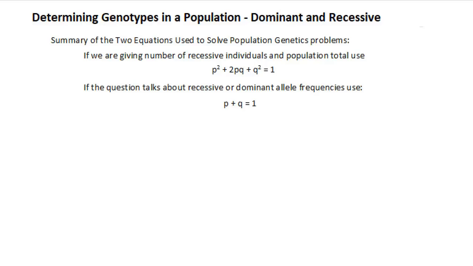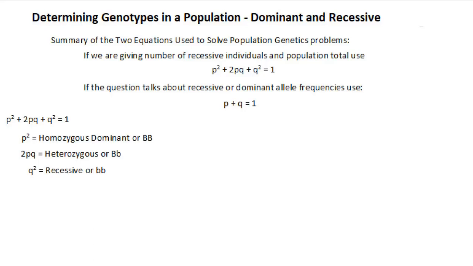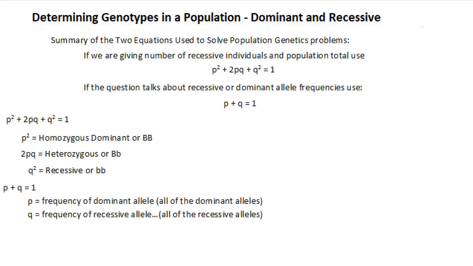And lastly, p squared does indeed equal our dominant homozygous in the population. 2pq is the frequency of heterozygous in the population. Q squared is the frequency of recessive in the population. P is just the frequency of dominant alleles. Q is the frequency of recessive alleles.